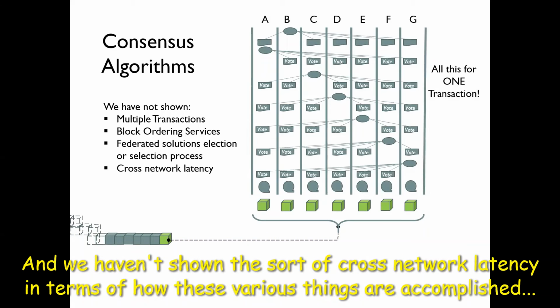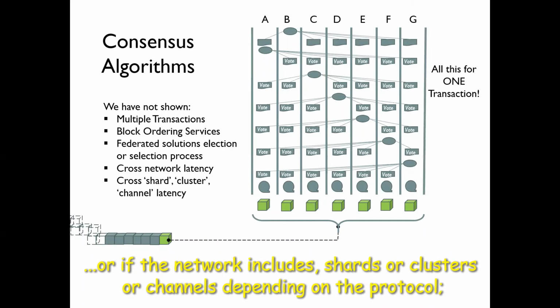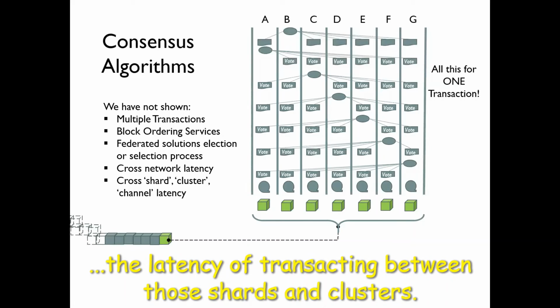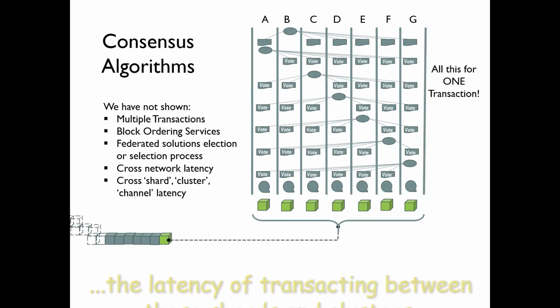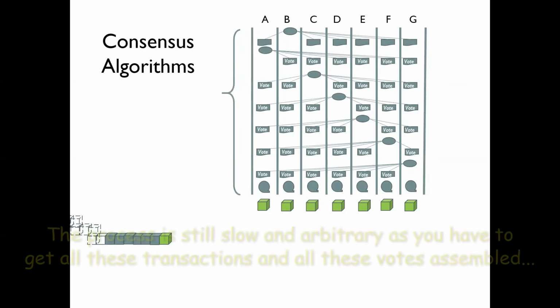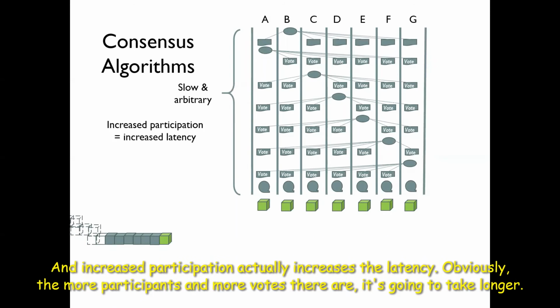And we haven't shown the cross-network latency in terms of how these various things are accomplished, or if the network includes shards or clusters or channels, depending on the protocol, the latency of transacting between those shards and clusters. The process is still slow and arbitrary, because you have to get all these transactions and all these votes assembled. And increased participation actually increases the latency. Obviously, the more participants and more votes there are, it's going to take longer.